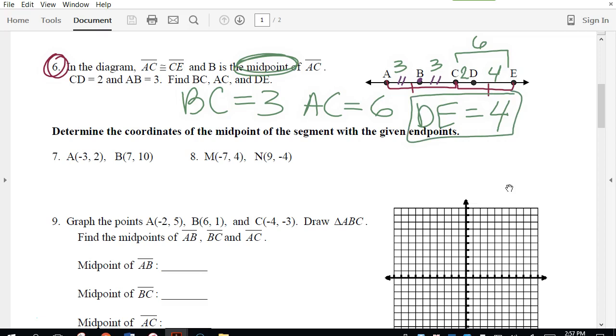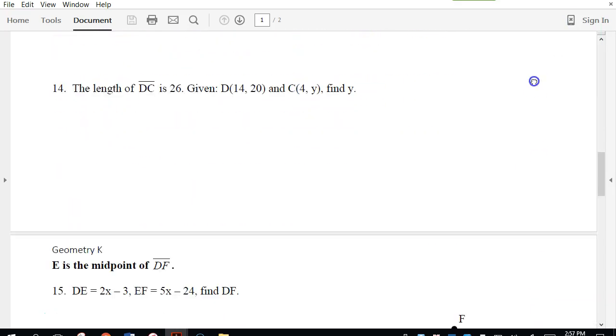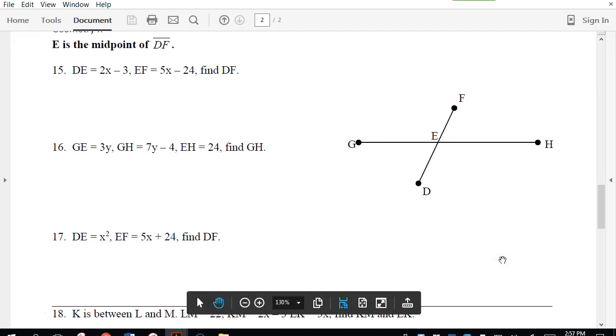Just kidding, Miss Tanton. Okay, give me another one other than 14. 15? 15.